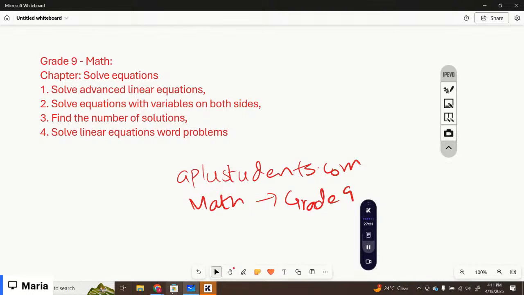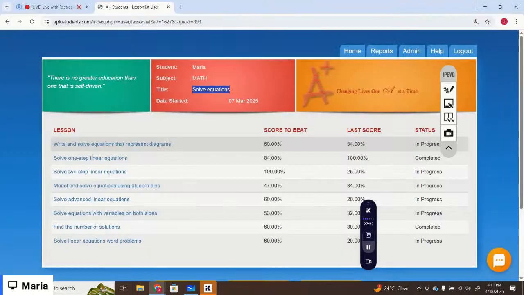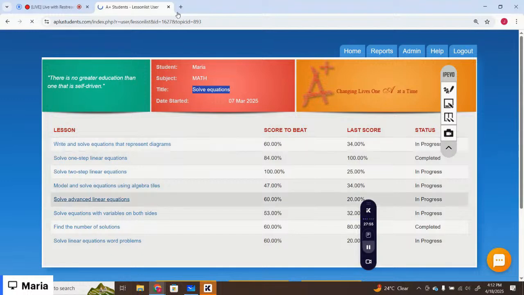Okay, here I'm on grade 9 math. The chapter is solve equations. Let's just start with the lesson that is solve advanced linear equations. Let's start with the lesson.